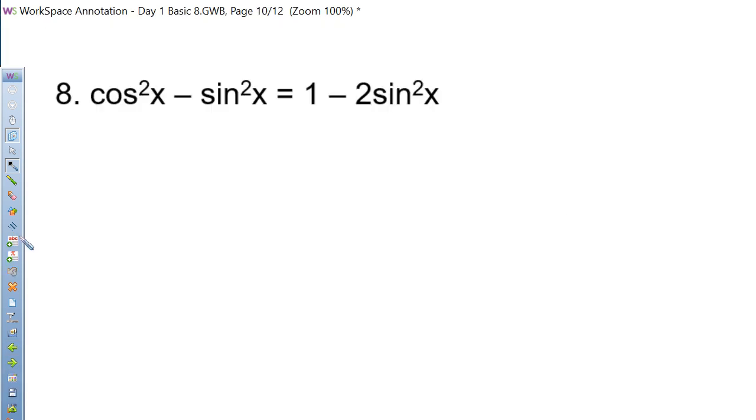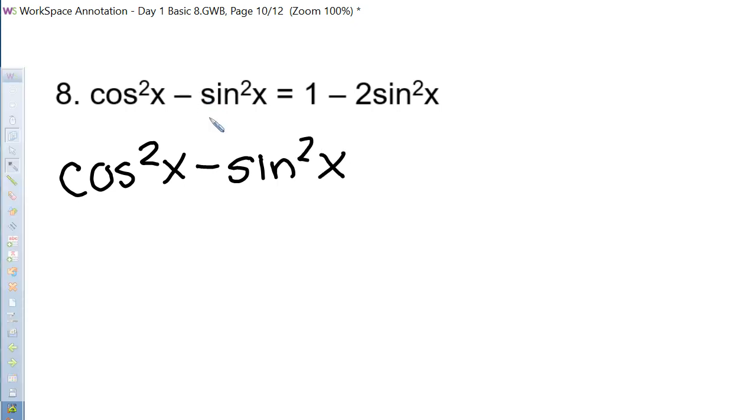Number 8, we have, starting with the left side, cosine squared of x minus sine squared of x. So we are starting with the left side to show that it equals the right side.